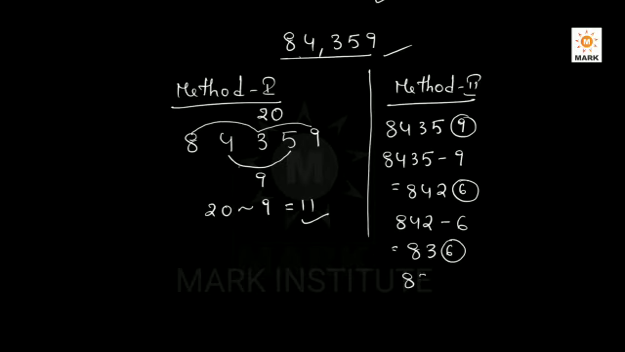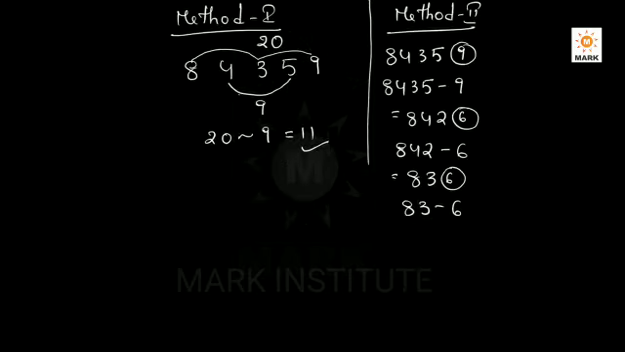Again take the units digit. 83 minus 6, and that will give you 77. Yes, 77 we can clearly identify as a multiple of 11. Or else if you want to continue, again take the units digit. 7 minus 7 is equal to 0. So then also you can tell the given number is divisible by 11.